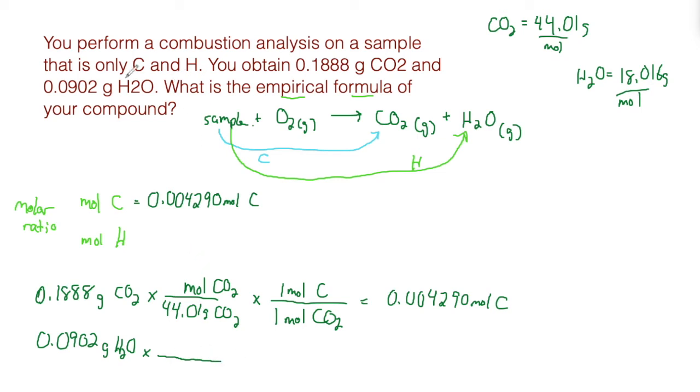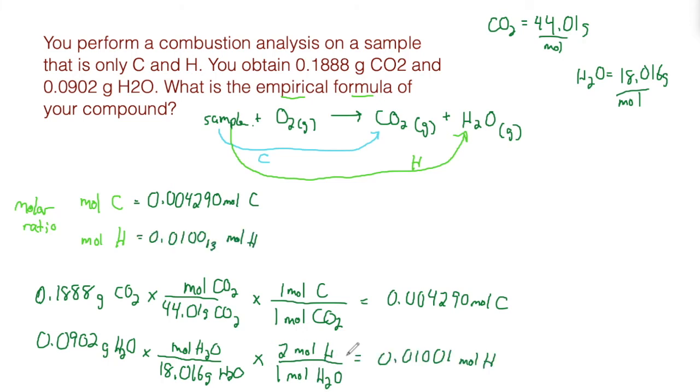So any hydrogen that was in our sample ended up as water. We can convert the grams of water that we isolated into moles of water. Then with water, we need to remember that there are 2 moles of hydrogen in every 1 mole of water that was created. And so that ends up with 0.0100 mole of hydrogen. I'll just keep a couple extra digits here.